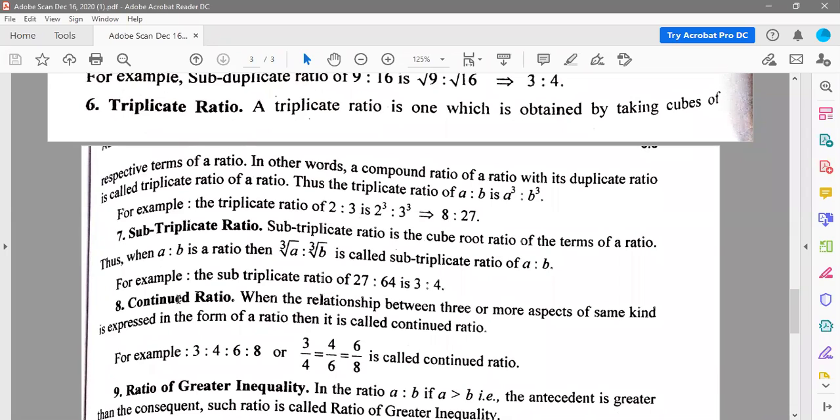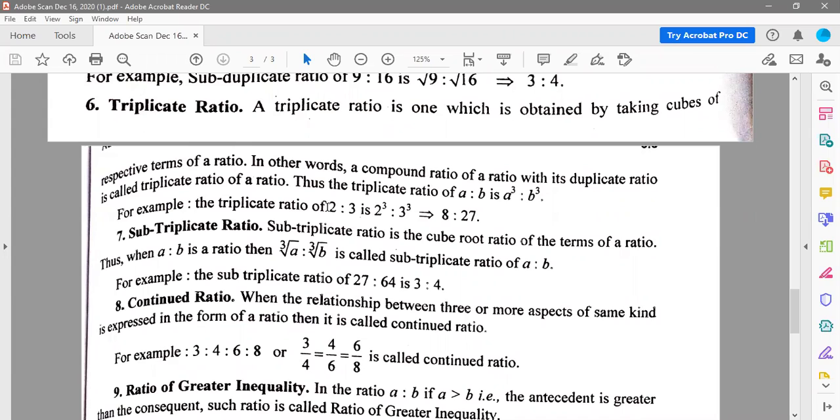Now the same 2 is to 3, if I find the cube of 2 and the cube of 3, that will become the triplicate ratio. So 2 cube is 8, that is 2 into 2 into 2. 2 2s are 4, 4 2s are 8. And then 3 cube, 3 into 3 into 3. 3 3s are 9, 9 3s are 27. So the triplicate means finding the cube of the numbers.